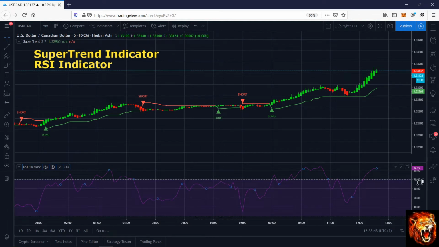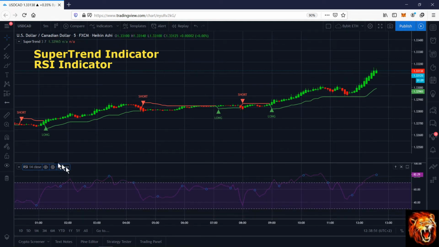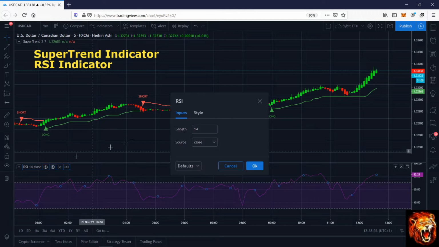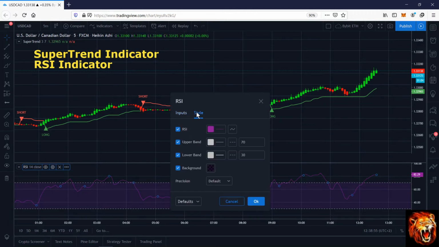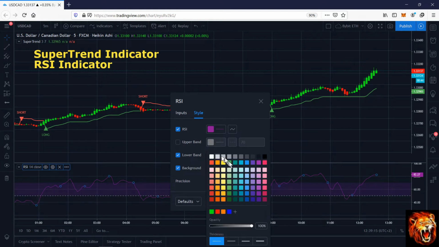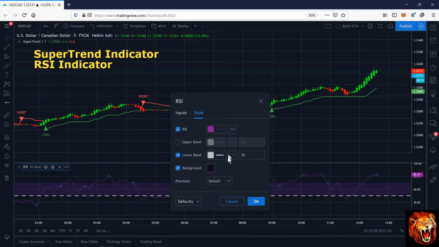Now we need to make a few changes to it. Go back to the cogwheel, click on that, click on style. The RSI line, you can leave it as such, it's not a problem. Upper band and lower band, let's close the upper band, switch that off, and then the lower band, you want to change the setting to 50. Then make it maybe a thicker white line or any kind of color line that you want, and we'll make it a solid line instead of a dash line.